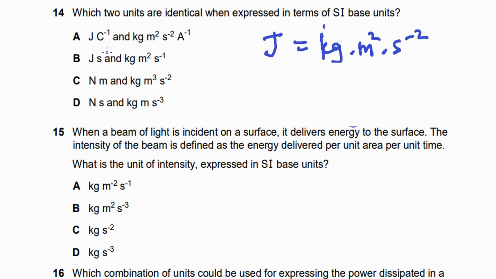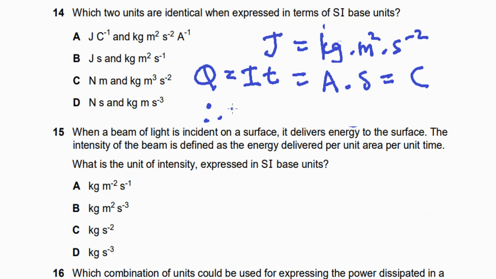Let's look at the SI base units for the coulomb. We know that charge is measured in coulombs. And we know that charge equals current times time. So the SI base units then for charge will be amperes for current and seconds for time. Now we know this is the equivalent of 1 coulomb. So we want C to the negative 1. So C to the negative 1 will be A to the negative 1 times s to the negative 1.